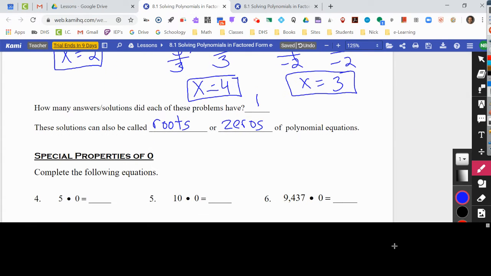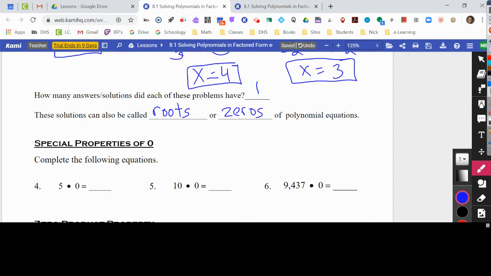So now we're going to talk about some special properties of that number 0. The number 0 has some special properties. They're going to come into play in these notes today. So here we go. We're going to complete these equations. Number 4 says 5 times 0. Well, that gives us 0. Anything times 0 is 0. Number 5 says 10 times 0 is 0. And number 6, 9,437 times 0, guess what, is also 0. So that's one special property of 0. Anything times 0 will always result in 0 for the solution.